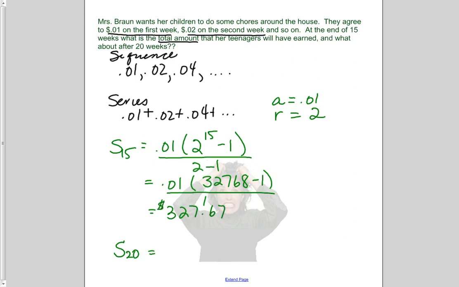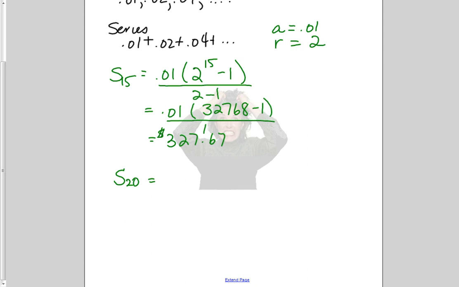Good call, bad call? I don't know. It depends how many chores they did. Let's see in 20 weeks how much different that will be. Still starting at 1 cent, doubling, but it's 20 weeks this time. So that's the only thing that changes is that 20. And if we do that, then they get $10,487.75. I know when to quit.